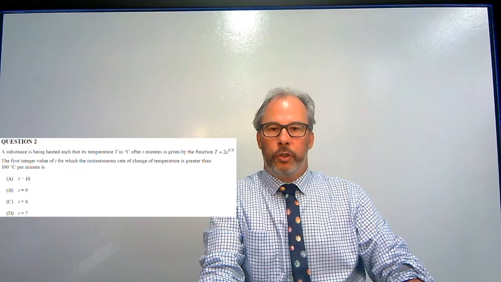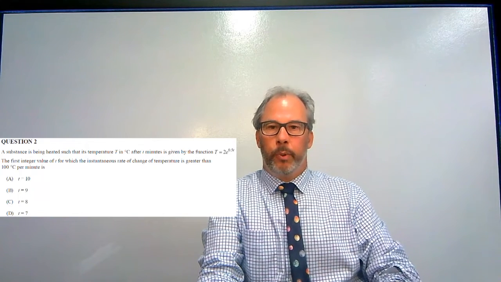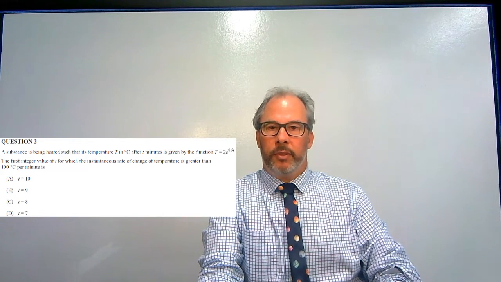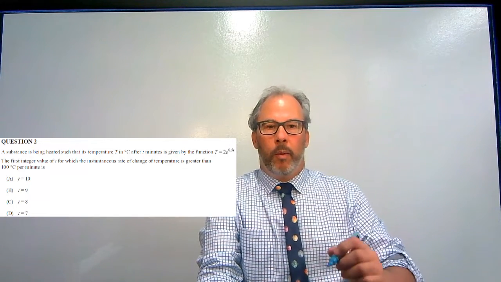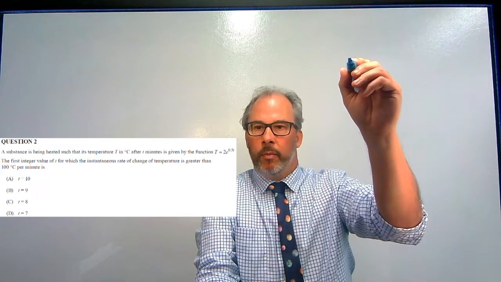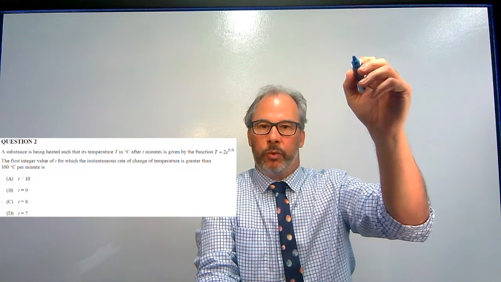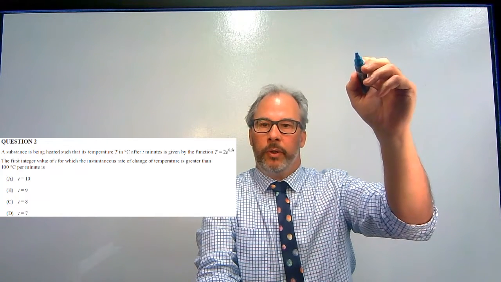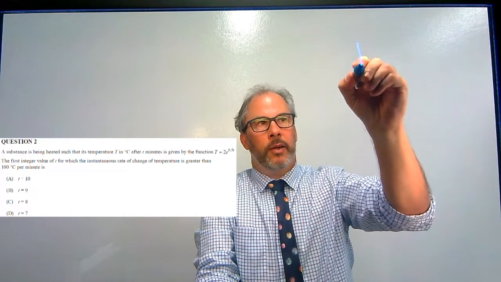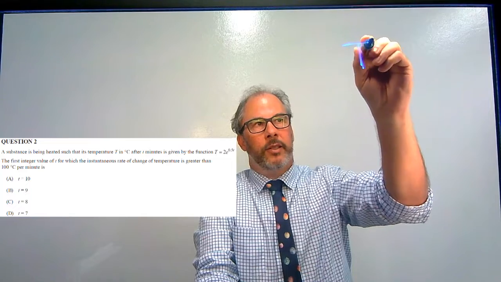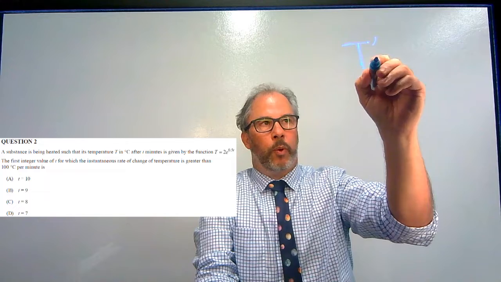Okay, question 2. A substance is being heated such that its temperature T in degrees Celsius after t minutes is given by the function T equals 2e to the 0.5t. So the first integer value for t, for which the instantaneous rate of change of temperature is greater than 100 degrees Celsius per minute, is... Because they're asking for the instantaneous rate of change, I should be thinking derivatives.